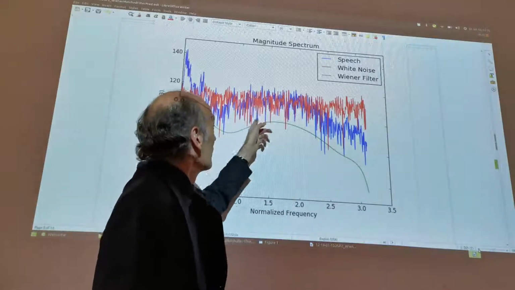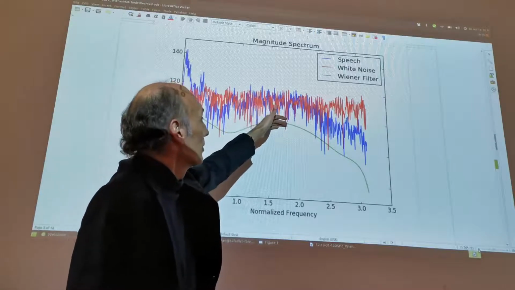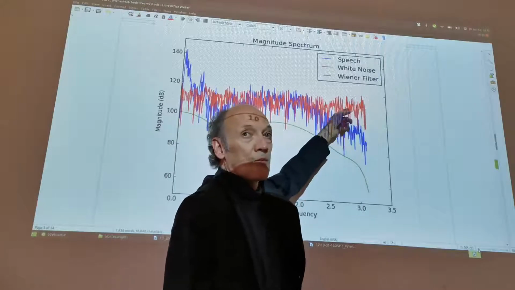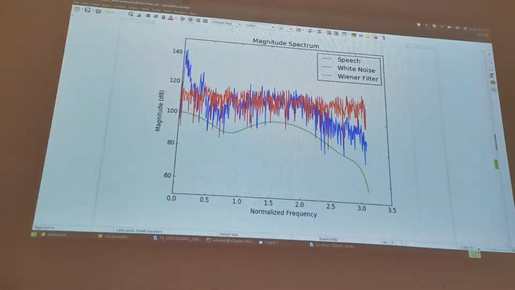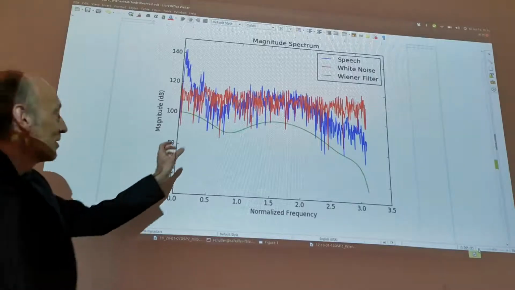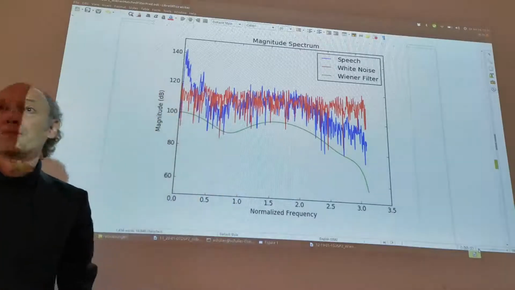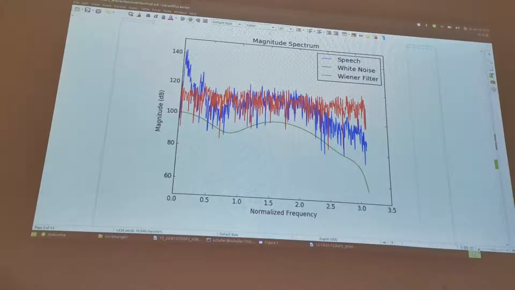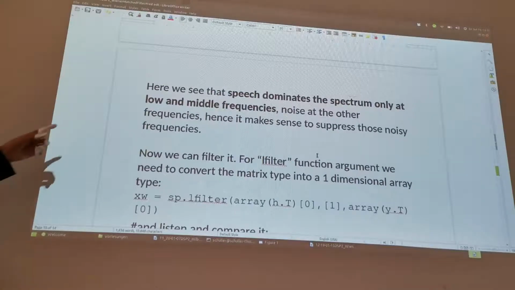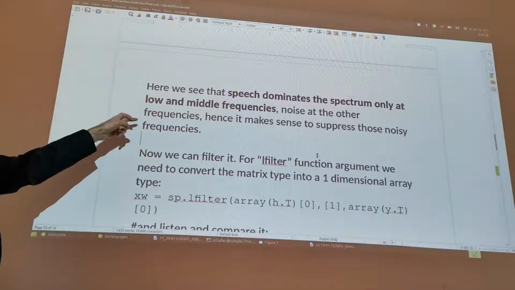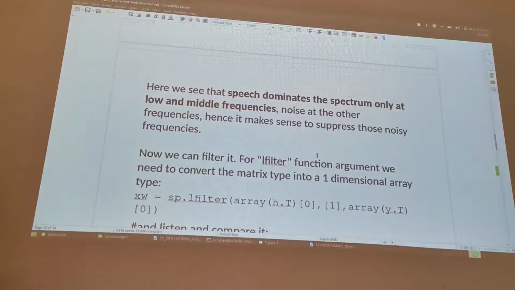And then here the speech becomes stronger again, on the order of the noise, so the filter goes up again, passes more. And then here in this region, highest frequencies, you have mostly noise, not much speech. And it attenuates more. So here it removes the noise. So basically this filter attenuates more where we have a bad SNR for our signal. So here, regions of bad SNR, this region and this region, we have more attenuation. And this is the principle of the Wiener filter. So the attenuation depends on the signal to noise ratio in different frequency regions. So we see that the speech dominates the spectrum only at low and middle frequencies, noise at other frequencies. Hence it makes sense to suppress the noisy frequencies.